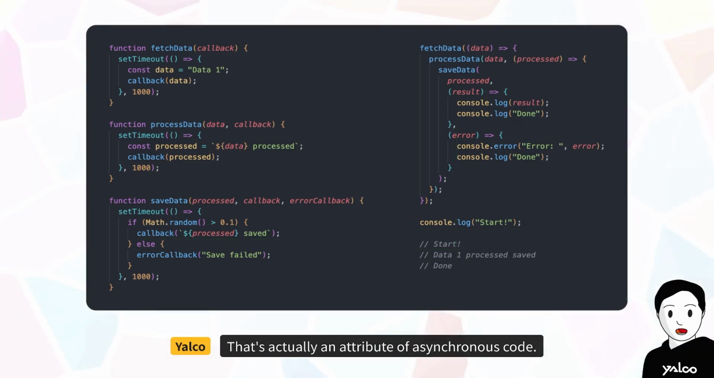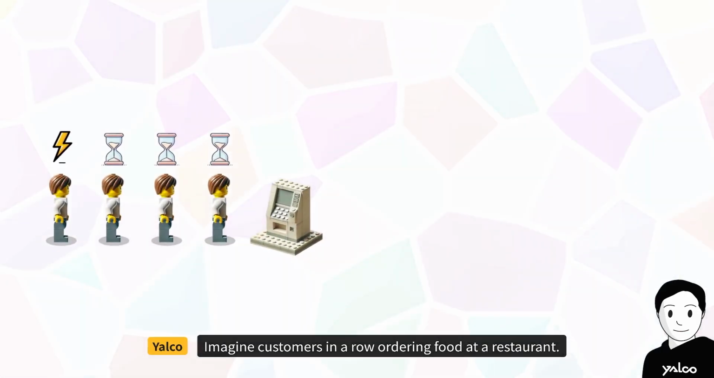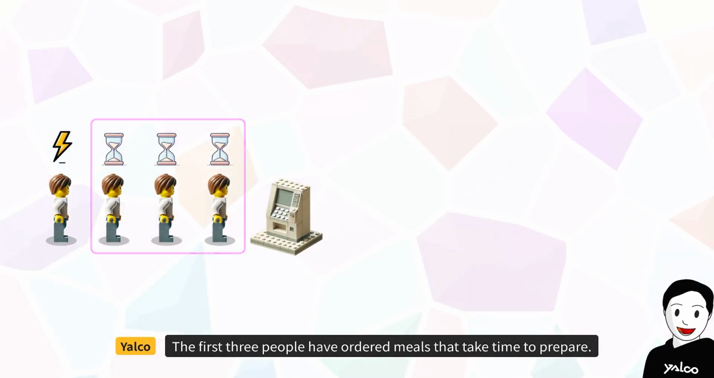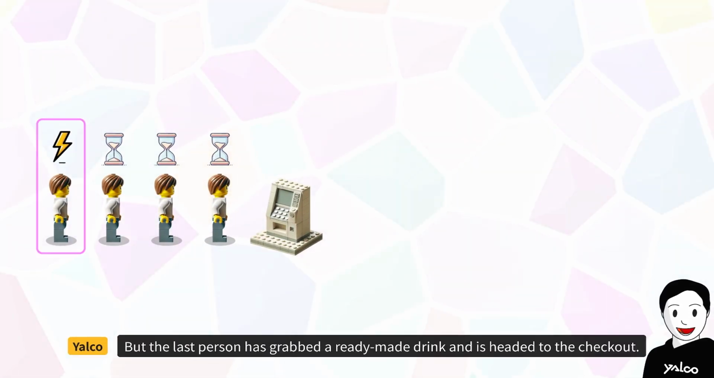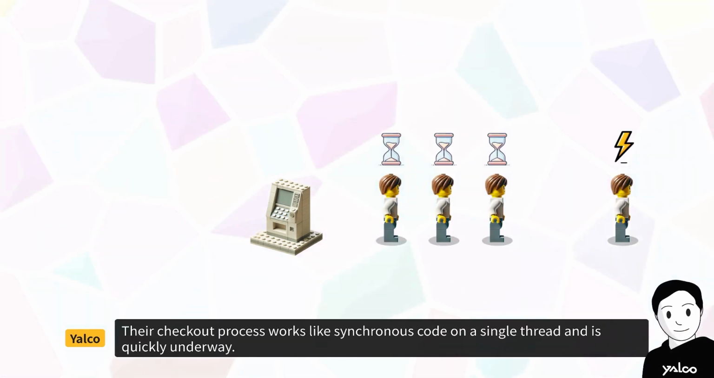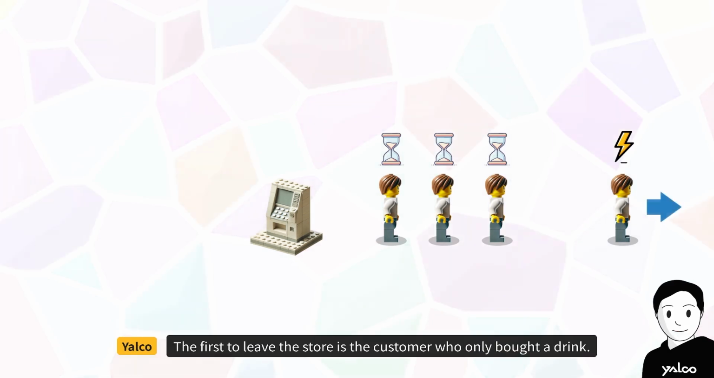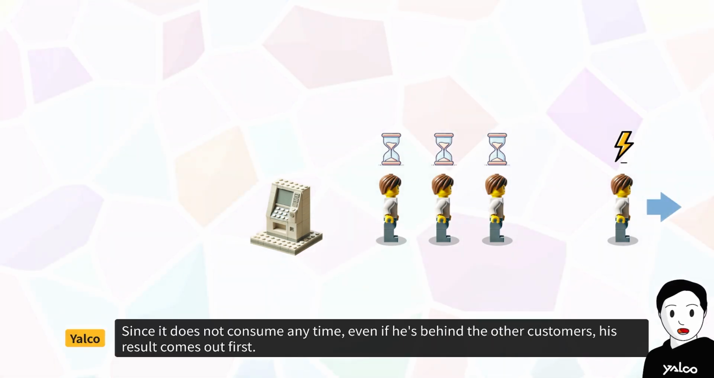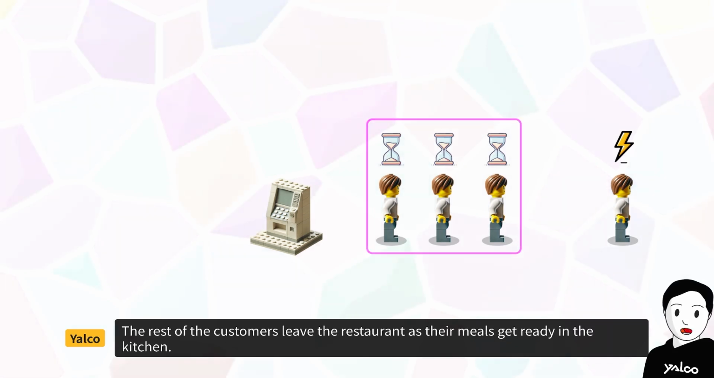That is actually an attribute of asynchronous code. Imagine customers in a row ordering food at a restaurant. The first 3 people have ordered meals that take time to prepare, but the last person has grabbed a ready-made drink and is headed to the checkout. Their checkout process works like synchronous code on a single thread and is quickly underway. The first to leave the store is the customer who only bought a drink. Since it does not consume any time, even if he is behind the other customers, his result comes out first. The rest of the customers leave the restaurant as their meals get ready in the kitchen.